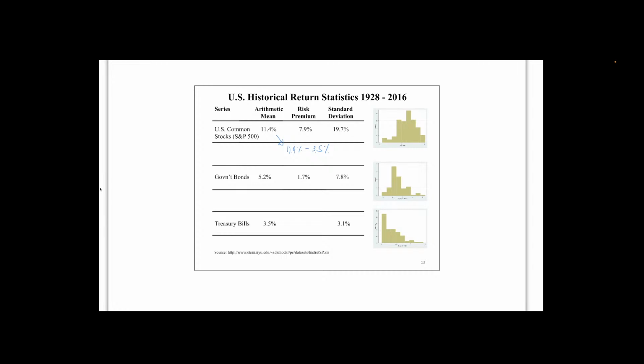I can also calculate the risk premium for government bonds. And it's 1.7%. So the risk premium for government bonds is not as high as that for common stock, because common stock are relatively more risky, as noted by the standard deviation, much more volatile.